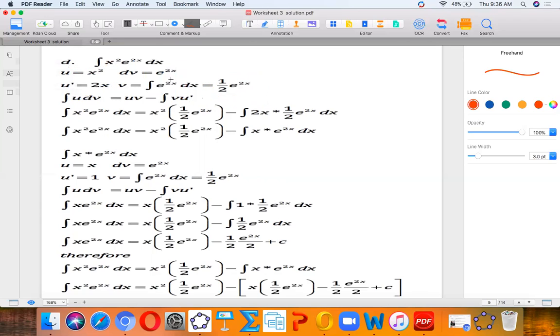Now, we are going to go ahead and substitute into the formula, which is what I have in red. So my u, substituting u, it's going to be x squared. My v substituting is half e to the 2x.